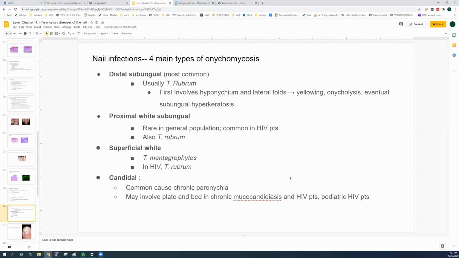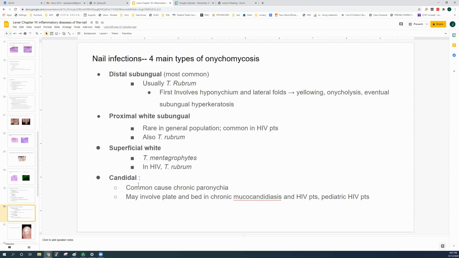The second type is the proximal white subungual, and that is very rare in the general population. However, it is common in HIV patients, and it's also caused by T. rubrum. The third type is superficial white, and it's usually caused by T. mentagrophytes, except in HIV, where it's usually T. rubrum.